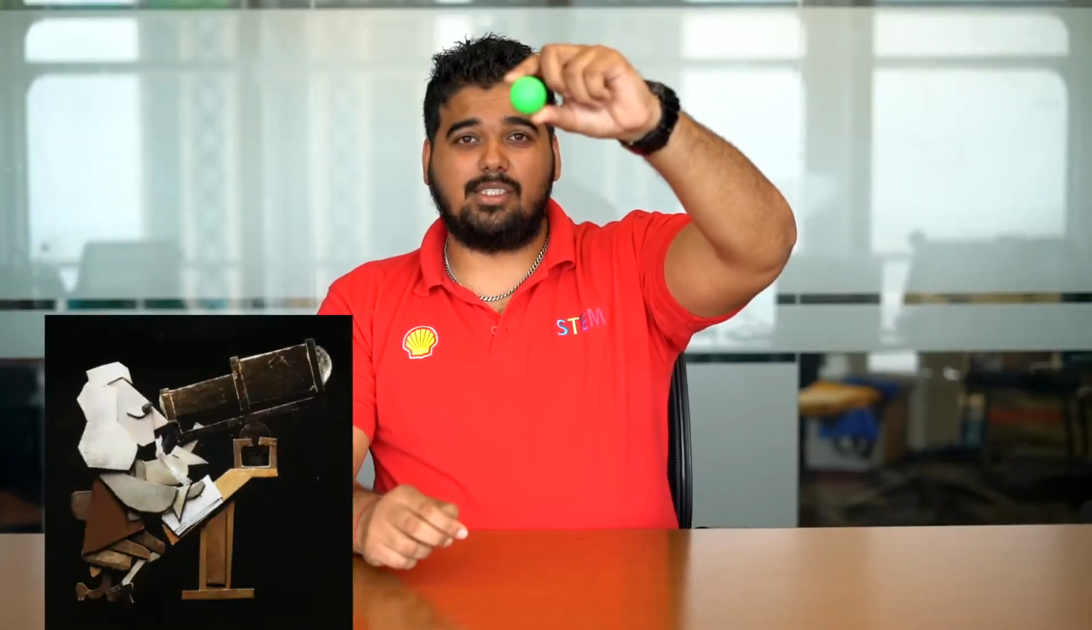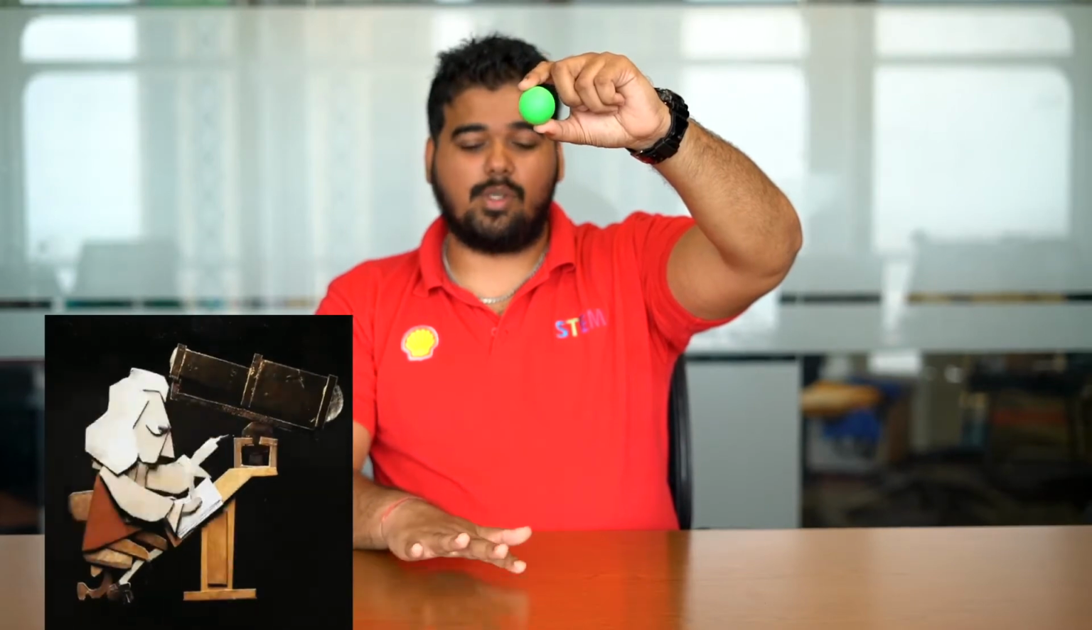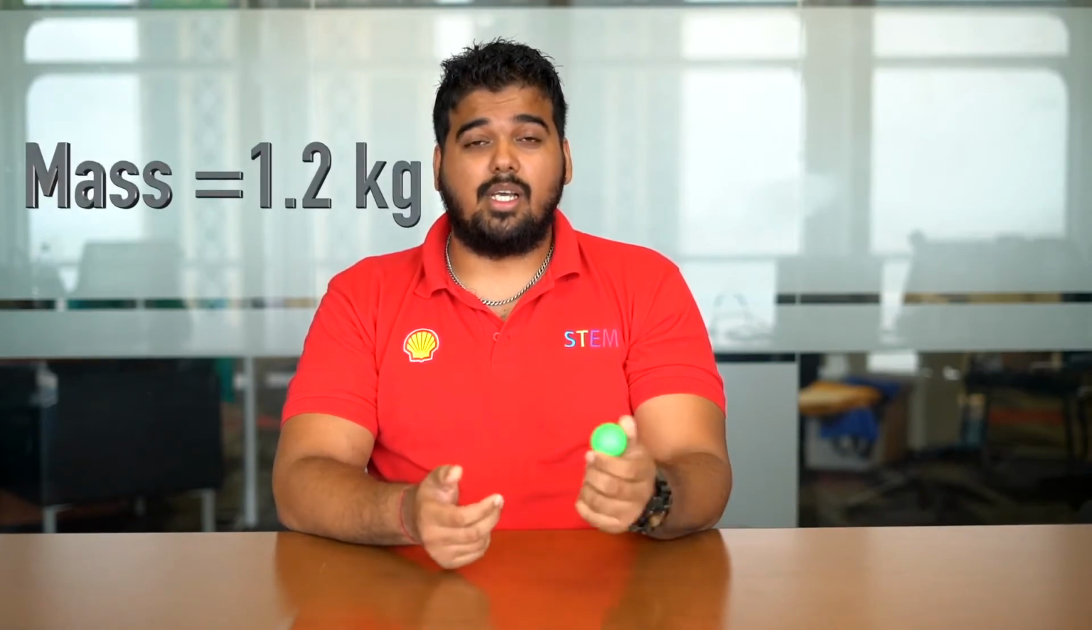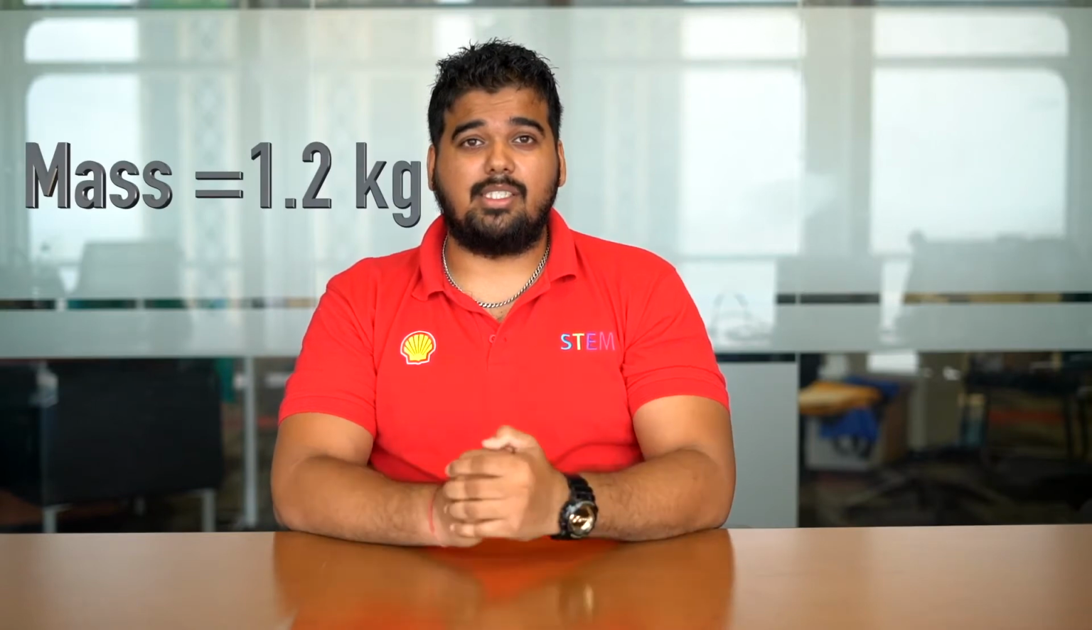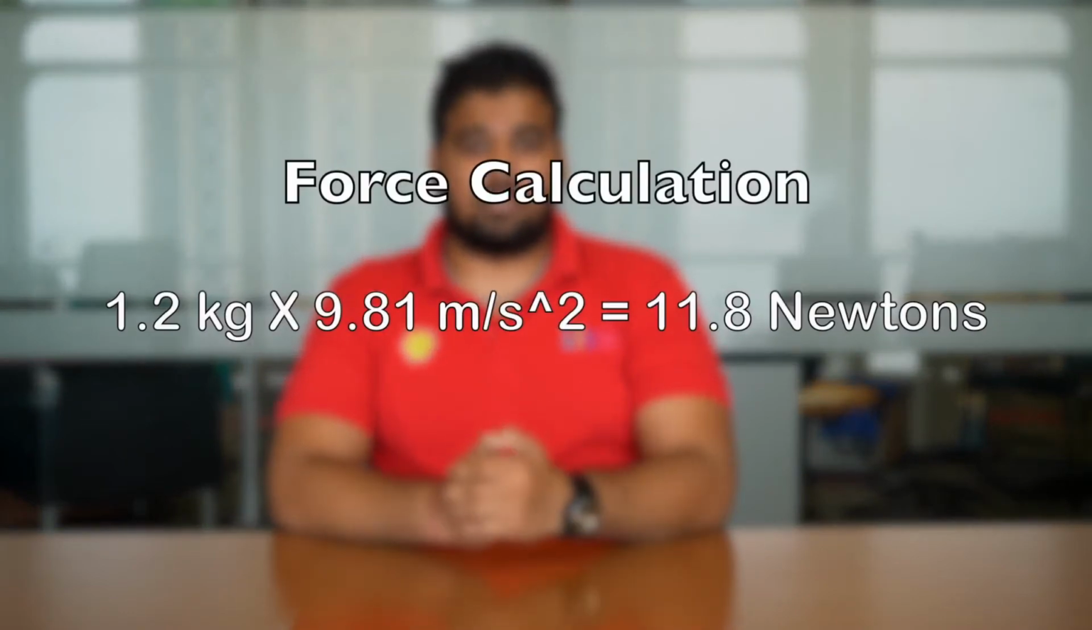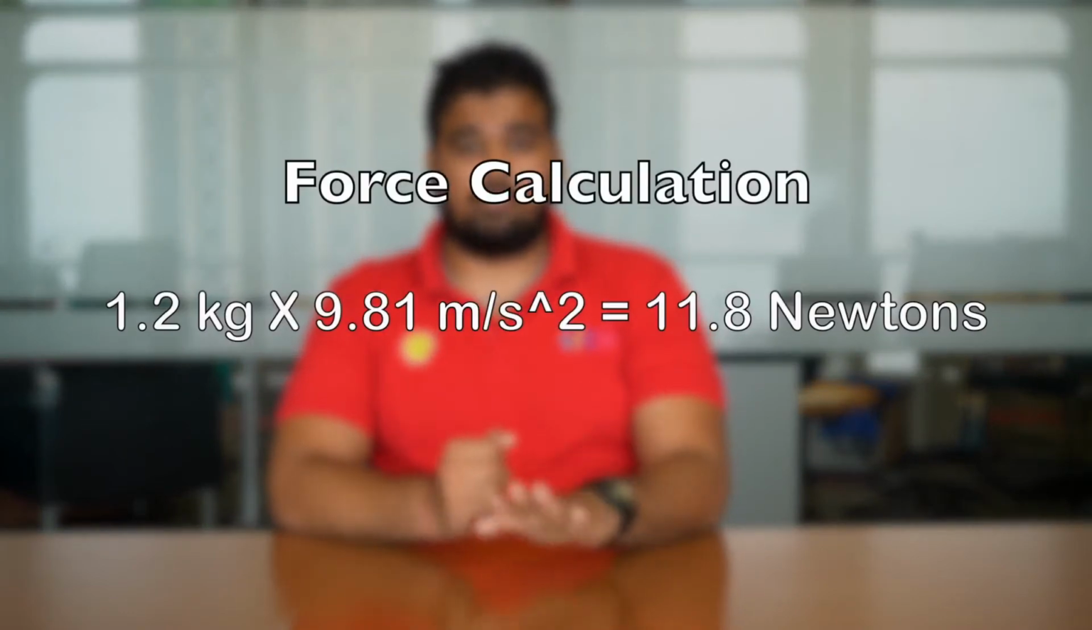So as I release this ball, what we'll calculate is the force at which the ball hits the table, right? So let's listen. Now that was a pretty solid impact. Okay guys, I'm sure everyone heard that. We'll calculate the force at which the ball hits the table. We know the mass of the ball is 1.2 kg and the acceleration due to gravity is 9.81 meters per second squared. So when we multiply both of them, we get 11.8 newtons, and that is the force at which the ball hits the table.